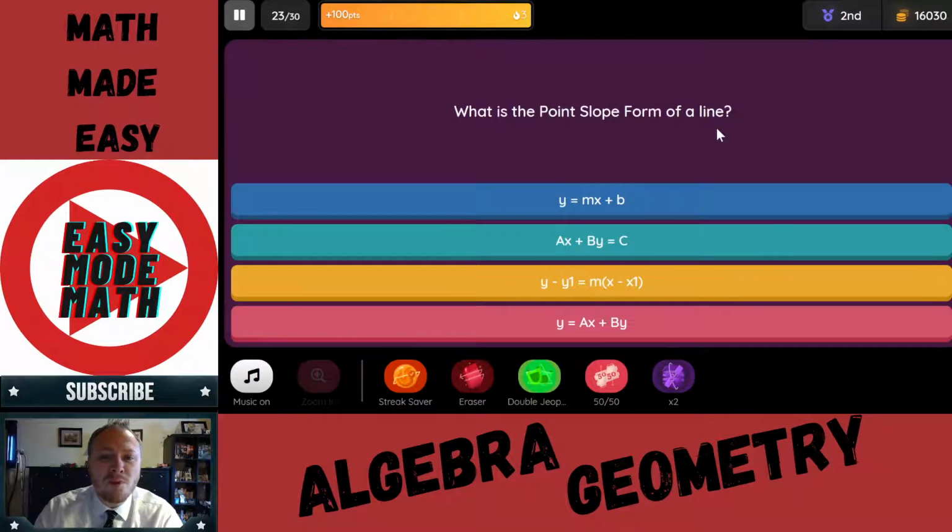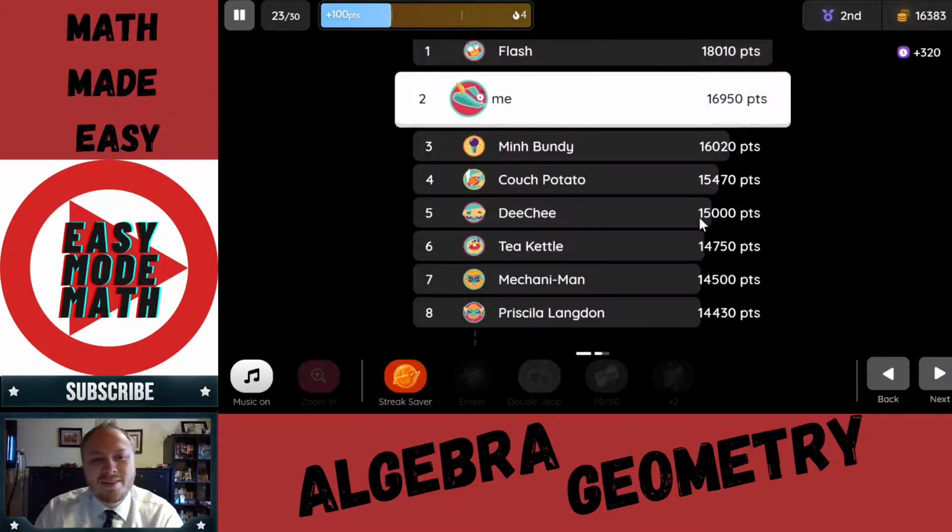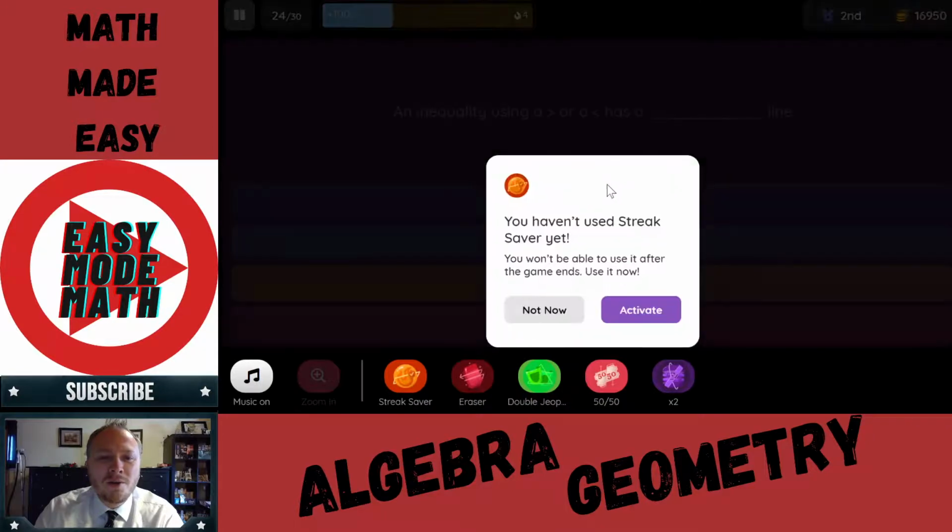What is the point slope form of a line? Which formula is that? Is it y equals mx plus b? Ax plus by equals c? Y minus y1 equals m times x minus x1? Or y equals ax plus by. Which one is the point-slope form of the line? This is the right one. Okay, here we go.